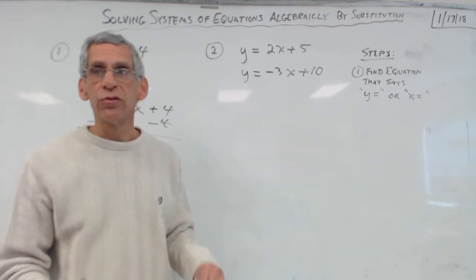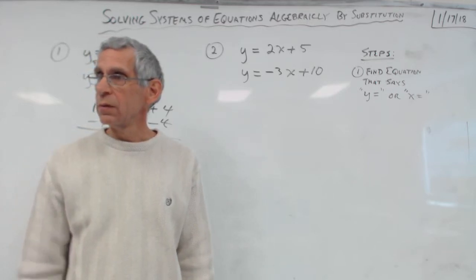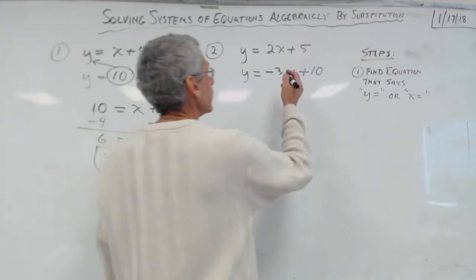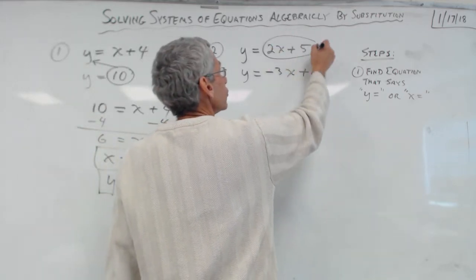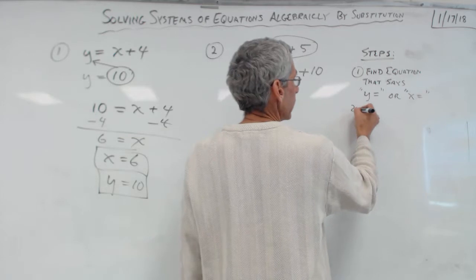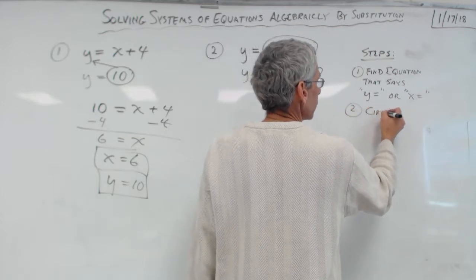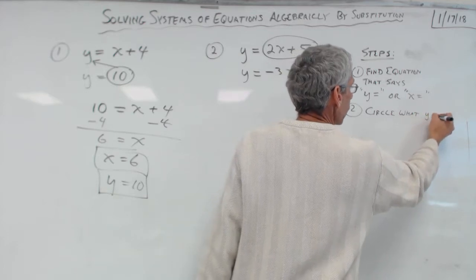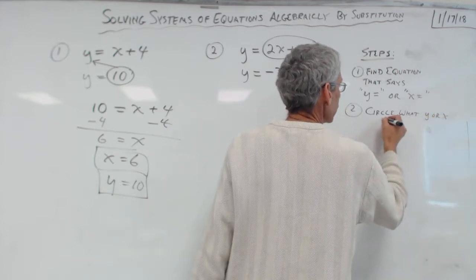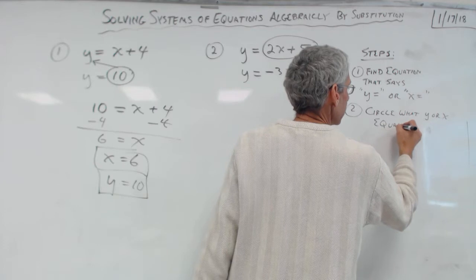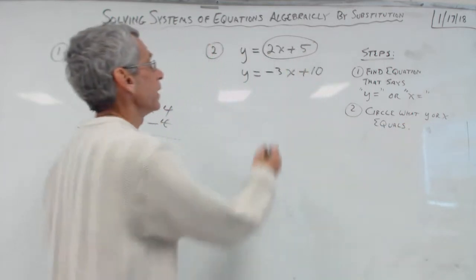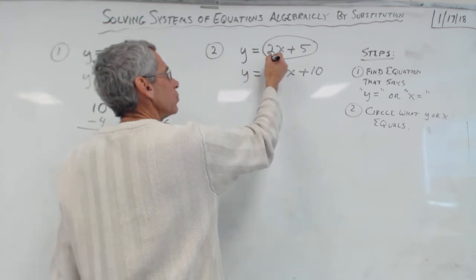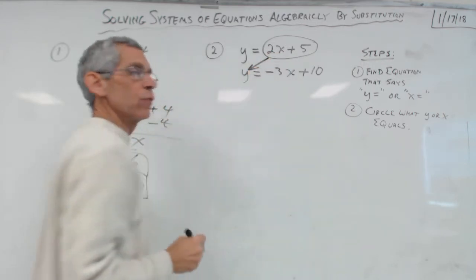Both of them. Oh shoot, then what do I do? You pick one and I pick one. It doesn't matter, I'll pick this one. I will circle what y equals. Circle what y or x equals. And then I draw an arrow. What does that equal? That equals y. I'm going to draw an arrow to the other y.